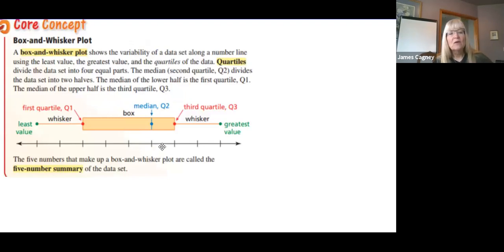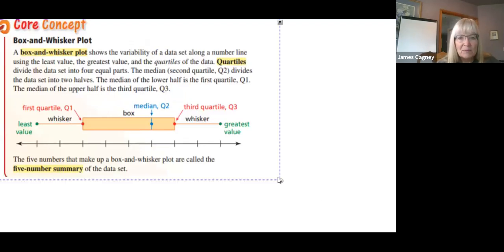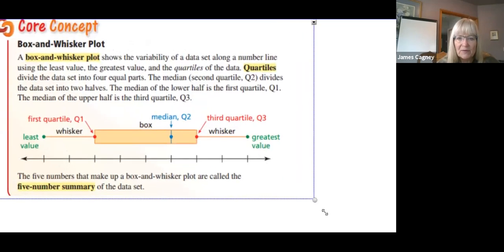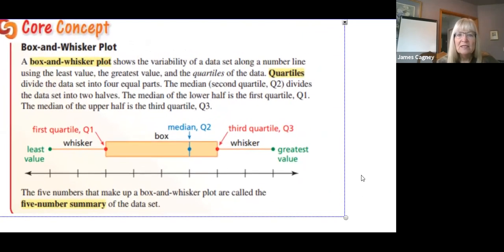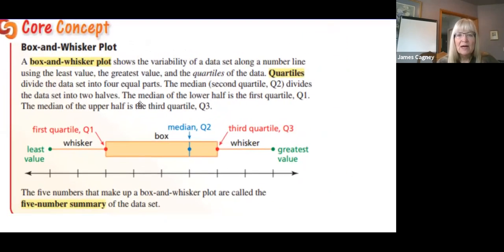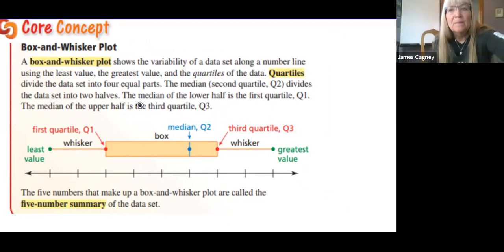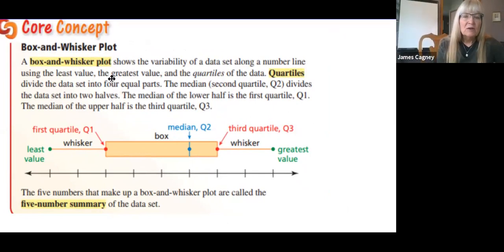So here's the core concept on what a Box and Whiskers plot is. Let me make this a little bit bigger for you. There you go. So a Box and Whiskers plot shows the variability. Remember, that is like how widespread out is the data. Okay, so it shows the variability of a data set along a number line. Here's our number line down on the bottom. There are no numbers on this one, but when you make them, you do need to include numbers down here.